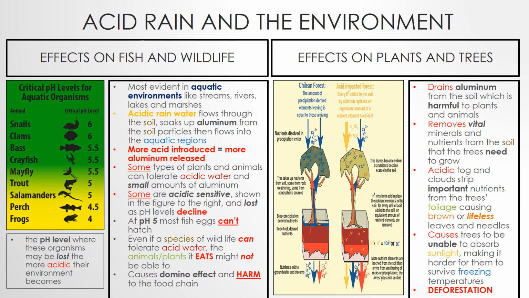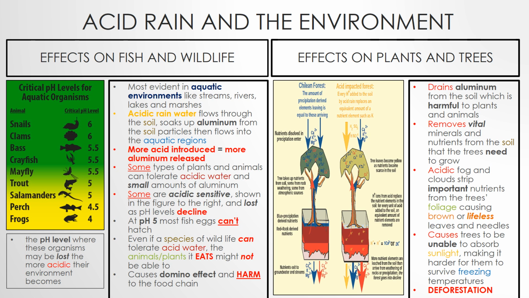This diagram is showing the different critical pH levels for animals such as snails, clams, bass, crayfish, trout, salamanders, and frogs, at which they'll be lost as their environment becomes more acidic. At pH 5, most fish eggs can't even hatch. Even if a species of wildlife can tolerate acidic water, the animals and plants it eats might not be able to. This causes a domino effect and harm to the food chain.